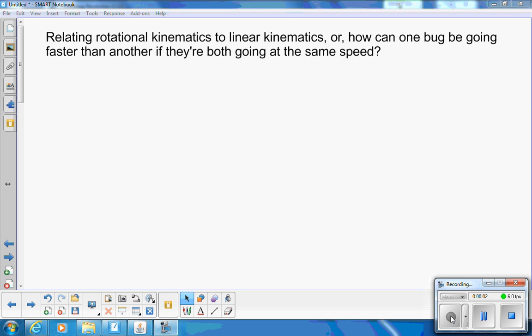Today we are looking at the relationship between rotational kinematics of something rotating, and the linear kinematics of a particle which is also engaged in some kind of rotation. So in other words, how can one bug be going faster than another if they're both going at the same speed? That's meant to be intriguing.